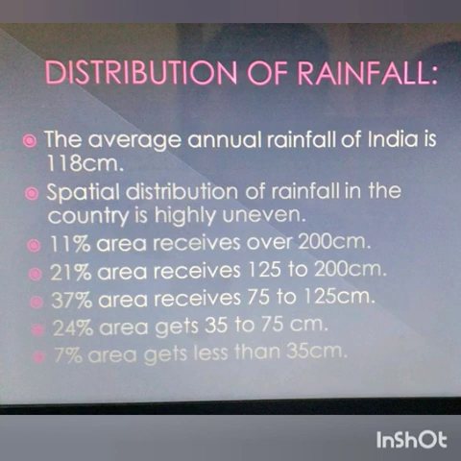Next one is the distribution of rainfall. The average annual rainfall of India is 118 centimeters. Spatial distribution of rainfall in the country is highly uneven. 11% of the area receives over 200 centimeters. 21% of the area receives 125 to 200 centimeters. 37% of the area receives 75 to 125 centimeters. 24% of the area gets 35 to 75 centimeters. 7% of the area gets less than 35 centimeters.